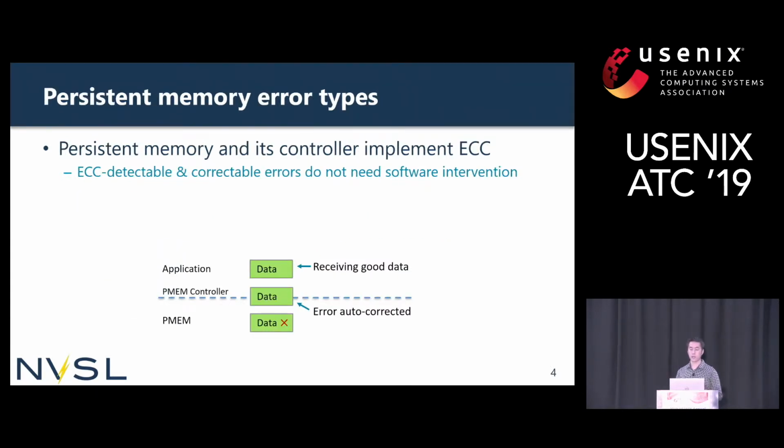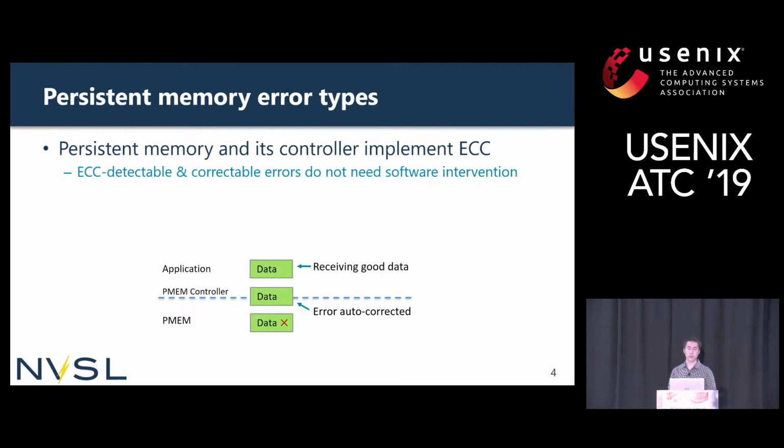Persistent memory DIMMs and their memory controllers implement some kind of hardware-based error correction coding algorithm to detect some memory errors, similar to how ECC DRAMs work. According to whether memory errors are detectable or correctable by the hardware ECC, we can divide them into 3 different types, and they require different responses from the software.